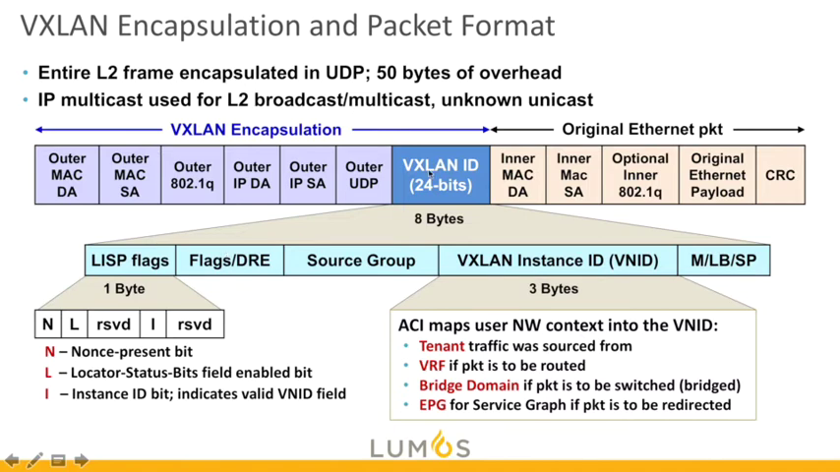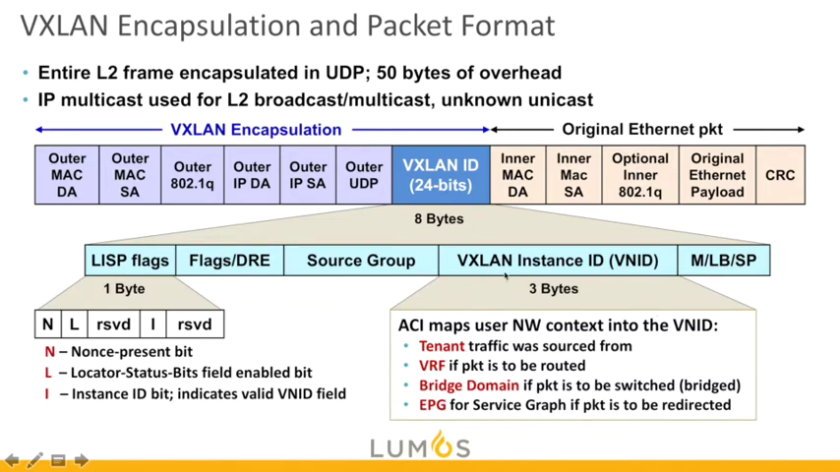So let's take a look at the VXLAN header itself. It's 8 bytes. The first byte is the LISP flags. The second byte is the flags DRE. Then we've got the source group or class ID. Then we've got the VXLAN instance ID, which is part of standardized VXLAN. And then we've got MLBSP. So what do these mean?